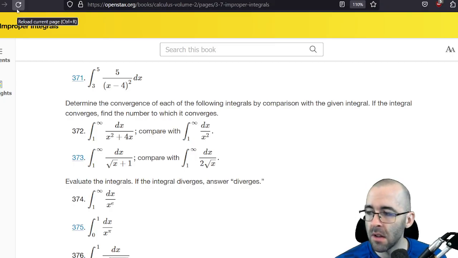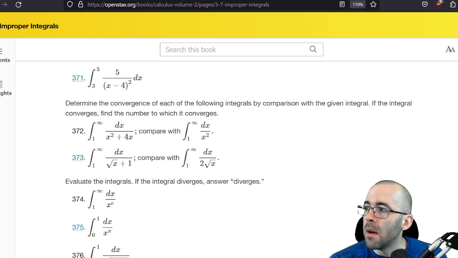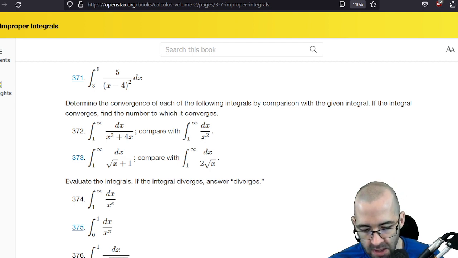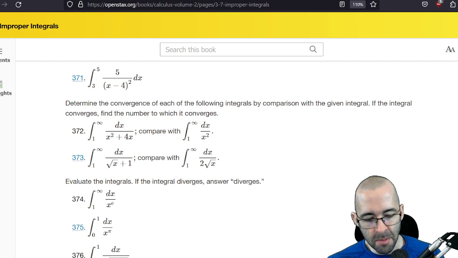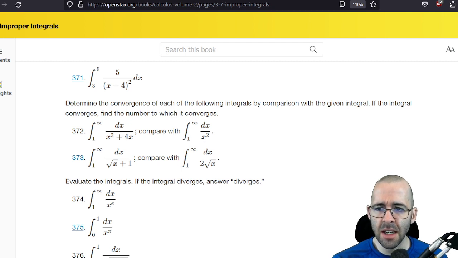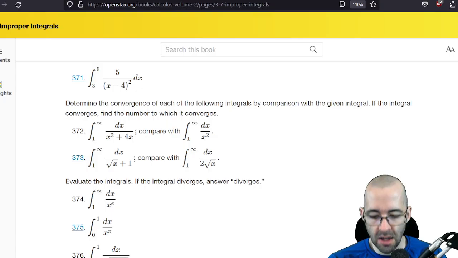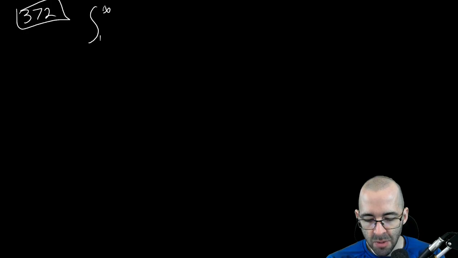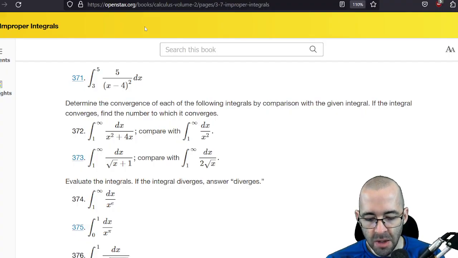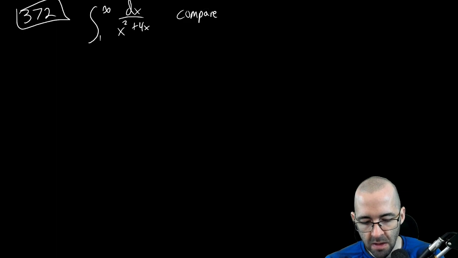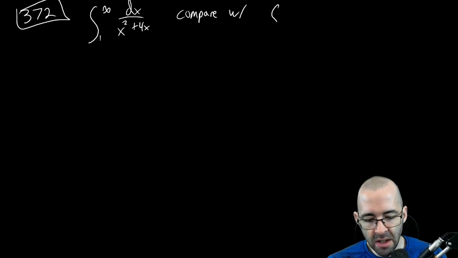Next up, 372. Great. Determine the convergence of each of the following integrals by comparison with the given integral. If the integral converges, then evaluate. So it's a little different than the lecture problems. So we're comparing the integral from 1 to infinity of dx over x squared plus 4x. And we're comparing it to the integral from 1 to infinity of x squared.